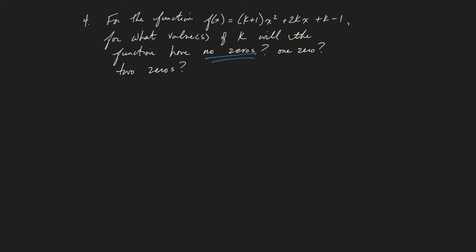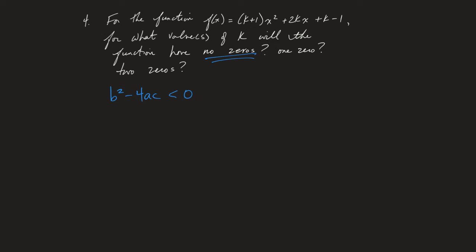What values of k make that have no zeros? Well, I know that if it has no zeros, and zeros are another name for a root or a solution, then that tells me that my discriminant must be negative. So now I can just go through and solve for that situation.